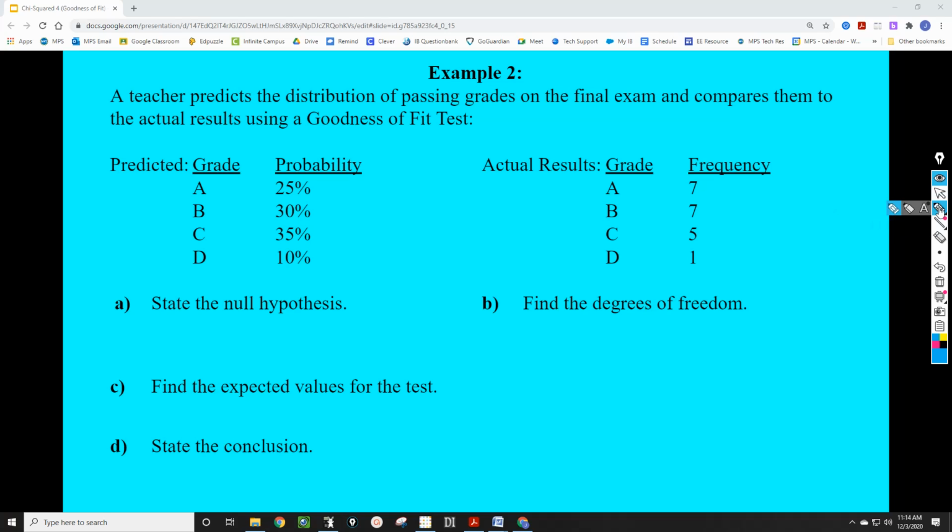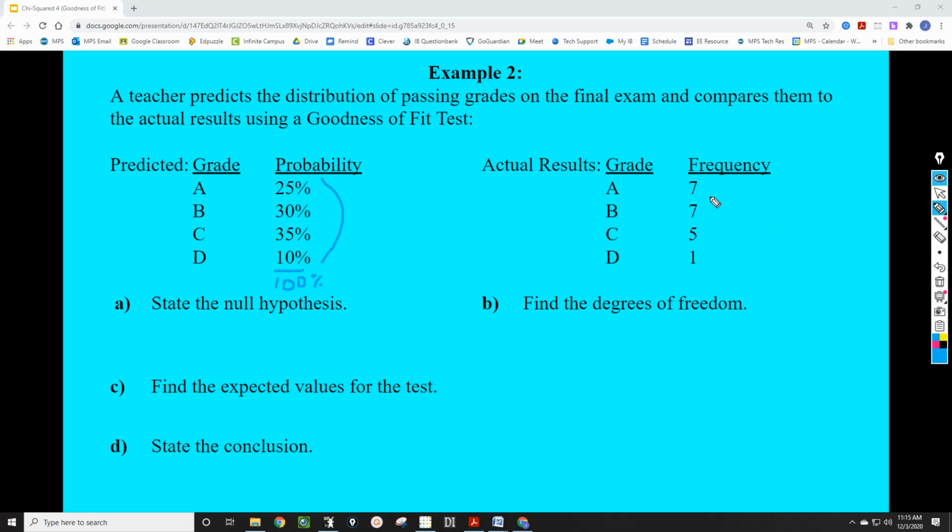So we can see over here on the left, we have this prediction, and this teacher is predicting that with their passing grades, 25% of them will be A's, 30% will be B's, 35% C's, and only 10% will be D's. And this is a probability distribution because if we add up all these numbers, we should get 100%. And you'll notice that unlike the previous problem, we don't have them all being equal. They are different. We're expecting a different number of A's than we are B's, and the most we're expecting is C's. So then we're comparing this to our actual results.